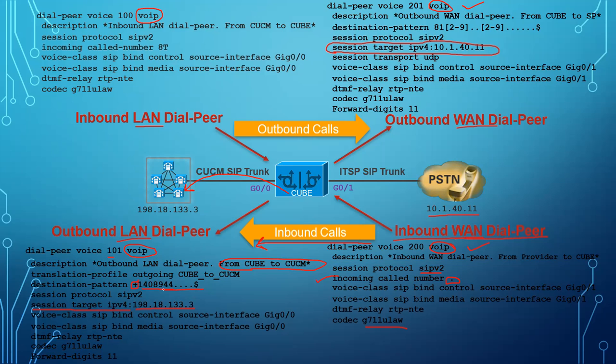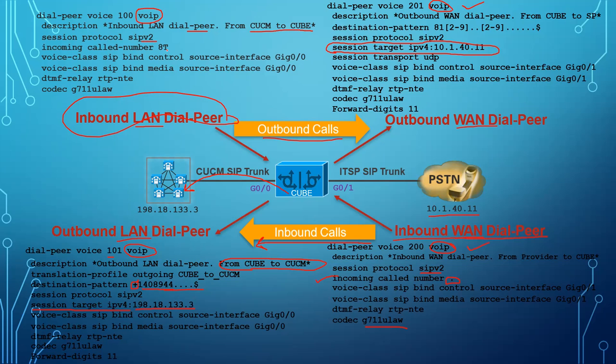Now, if we talk about the inbound and outbound WAN dial peer, which we discussed in our previous lecture, the call has already landed on the gateway. But now the gateway should accept that call. And in that case, this inbound LAN dial peer will hit, right? This is for the outbound calls. Now here you can see dial peer voice 100 VoIP, same inbound LAN dial peer from CUCM to queue. Session protocol SIP V2 we are using.